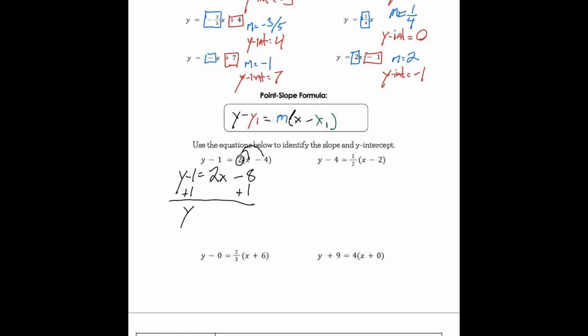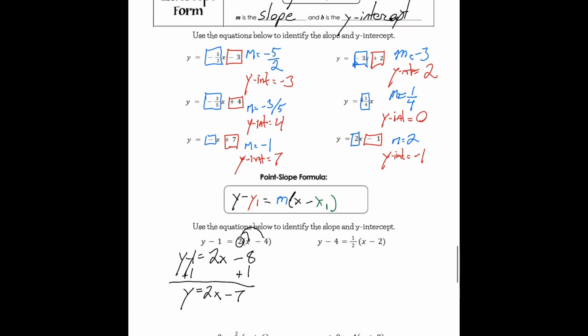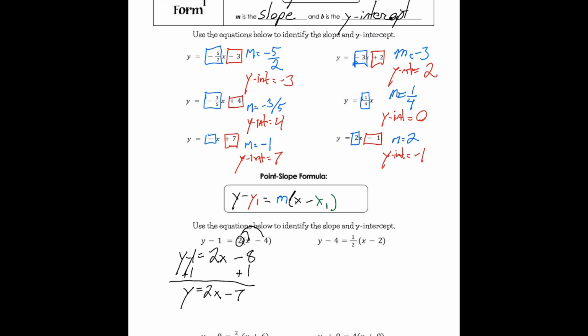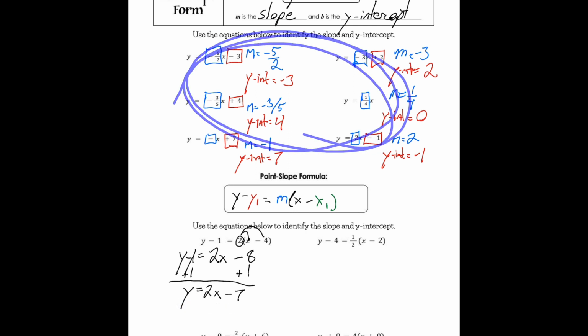I'm still going to have my y. The negative 1 plus 1 cancel each other out. Equal sign comes down. My 2x drops down. Negative 8 plus 1 is going to be negative 7. Now this looks like all of the equations that we just did with slope-intercept form, right? This equation here looks like all of these equations up here.